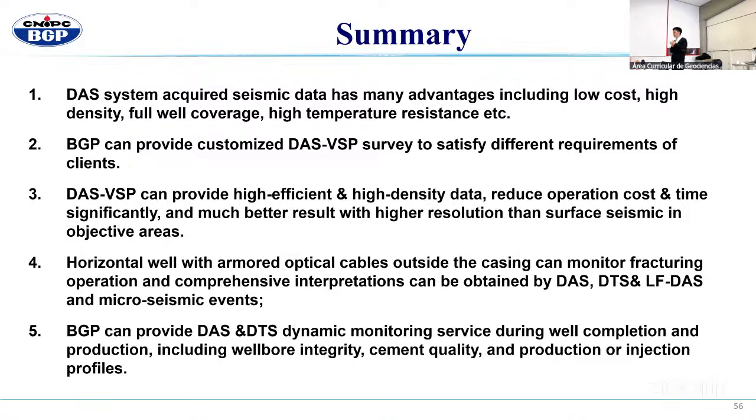If you are interested, you can read some technical books. I think 2 years ago, Willis from America wrote a book about DAS acquisition in exploration, especially in the VSP technique.